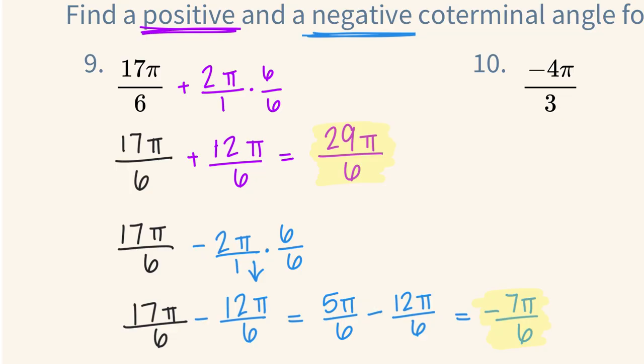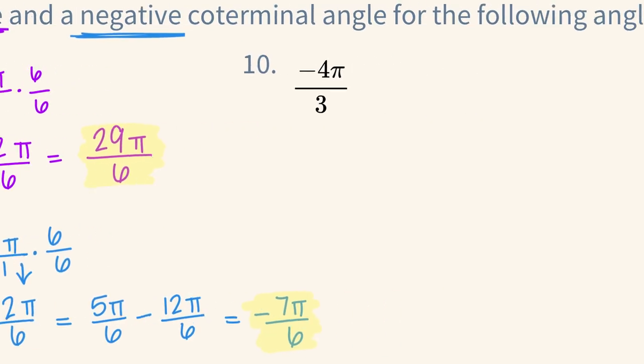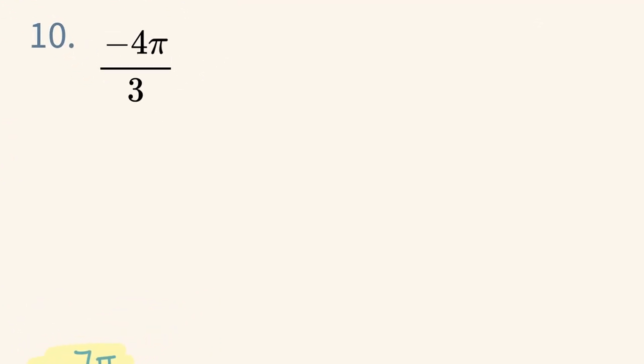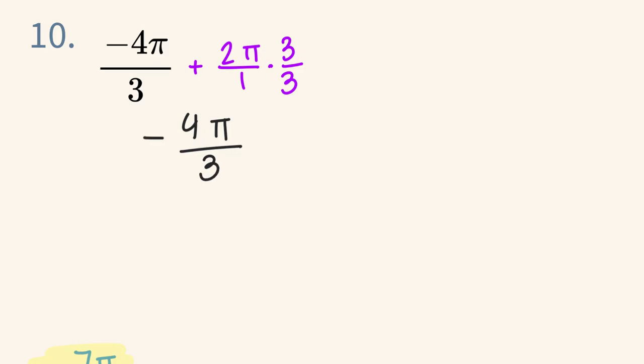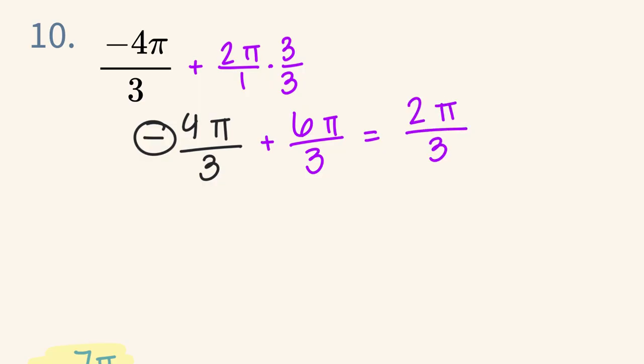So let's go ahead and do example number 10. Because it's in radians, I'm going to add 2 pi over 1. Have to get that common denominator, so I'm multiplying both sides by 3. I have negative 4 pi over 3 plus 6 pi over 3. Don't forget that negative sign right here. So it's negative 4 plus 6. I'm going to get 2 pi over 3, and it is positive. This would be my positive coterminal.